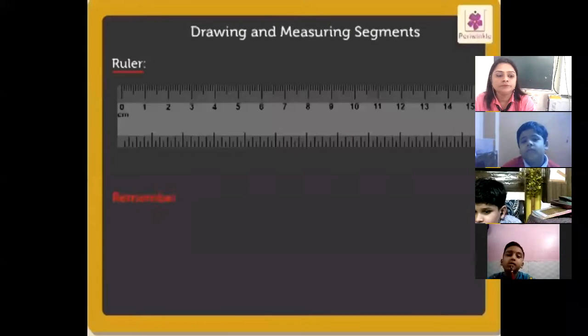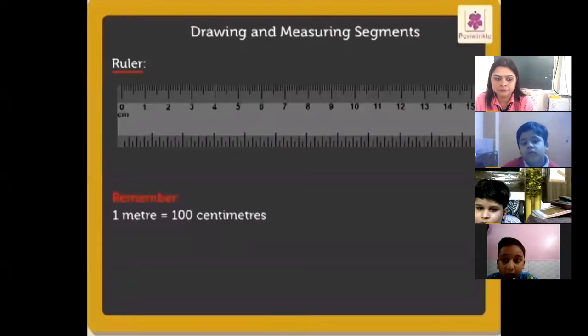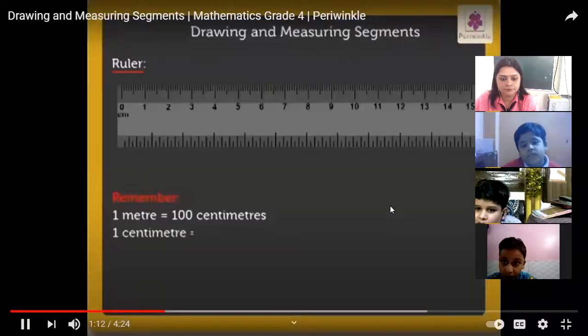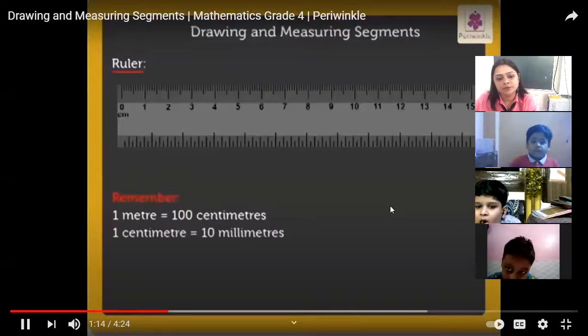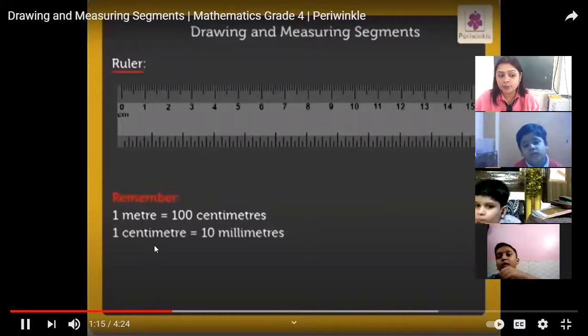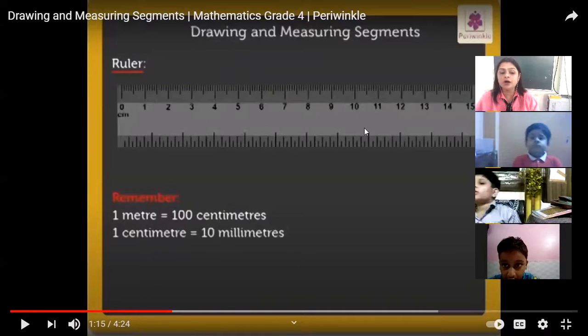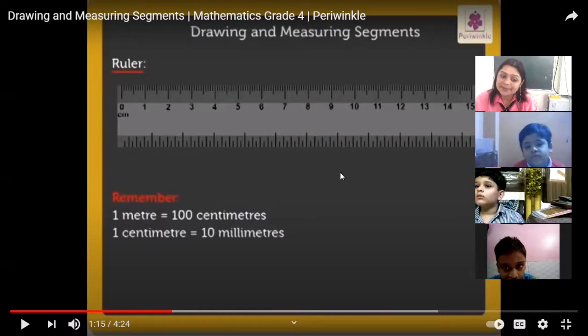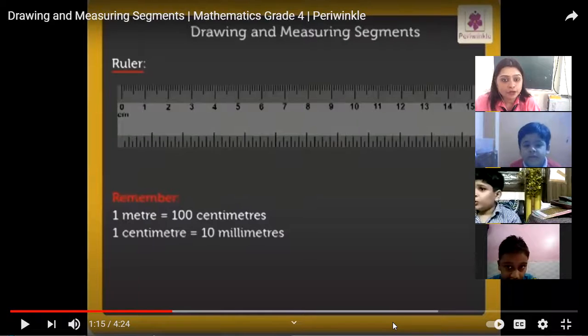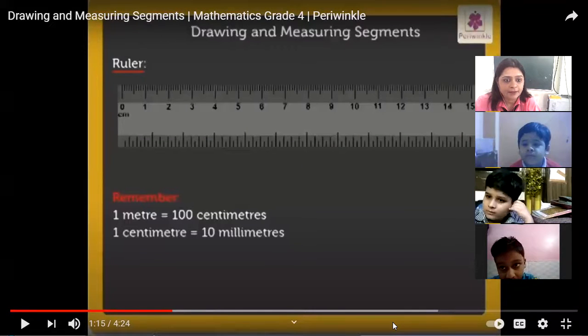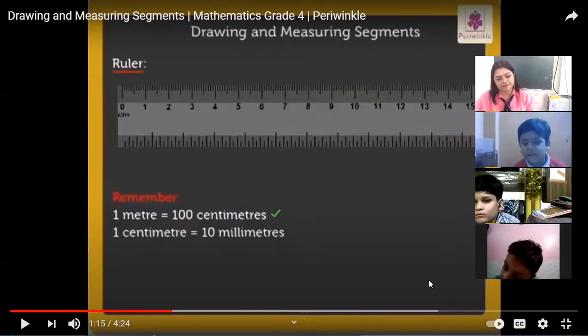Kids, remember, 1 meter is equal to 100 centimeters. 1 centimeter is equal to 10 millimeters. So beta, as we have just discussed, 1 centimeter is equal to 10 millimeters. Is it clear? When we have 10 millimeters altogether, it will definitely equal 1 centimeter. And similarly, we can conclude, can you tell me, that 1 meter is equal to what? 1 meter is equal to 100 centimeters.